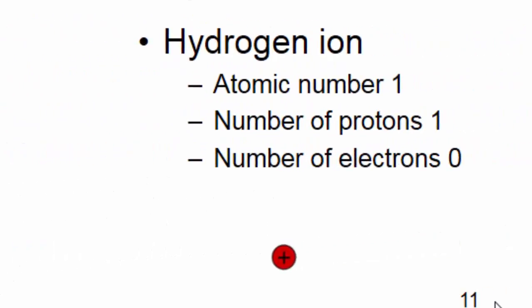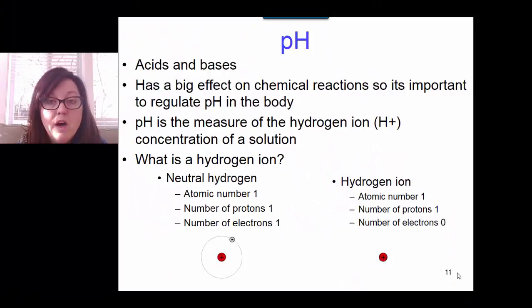A hydrogen ion tells us that it's going to be an ion, so it's going to carry charge. In this case, it's going to carry positive charge. So it's still hydrogen, so it still has the atomic number 1, and it still has 1 proton, but it has 0 electrons. So essentially, a hydrogen ion is nothing but a proton. So those two words are interchangeable. Sometimes when people talk about pH, they talk about protons, and sometimes they talk about hydrogen ions. It is ultimately the same thing.